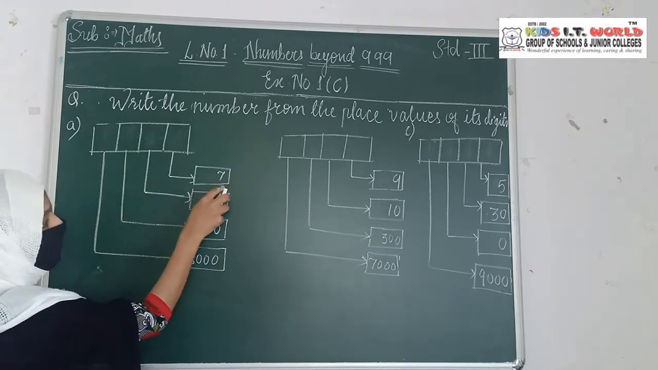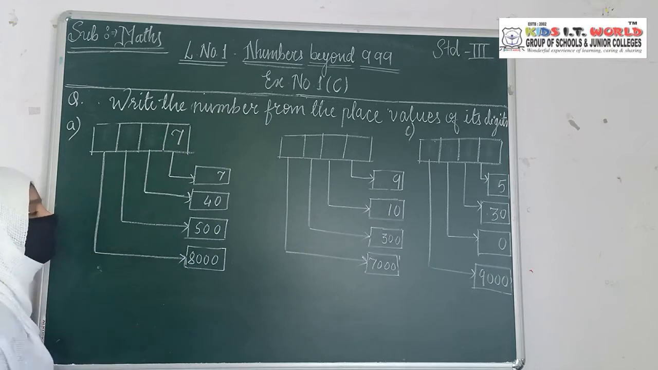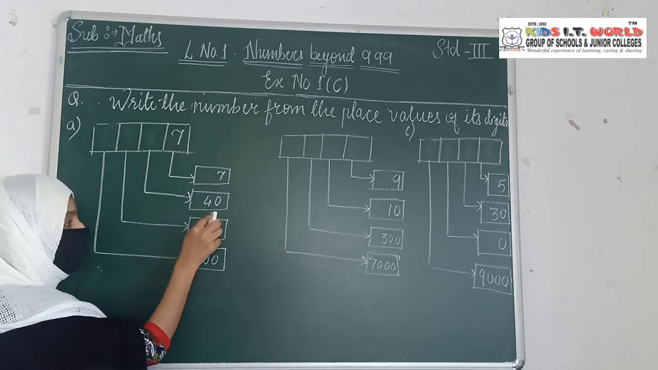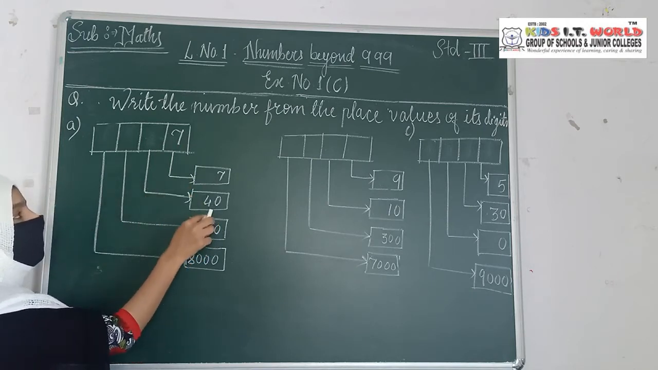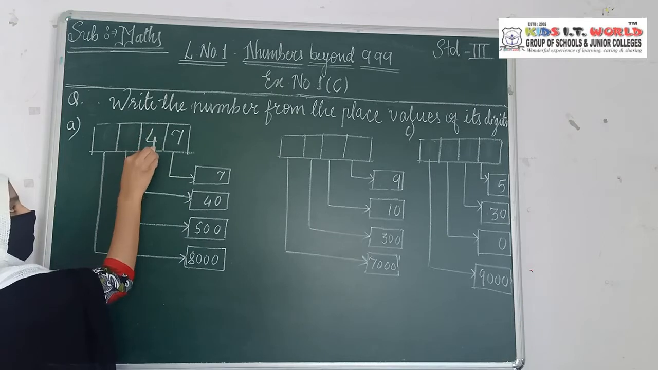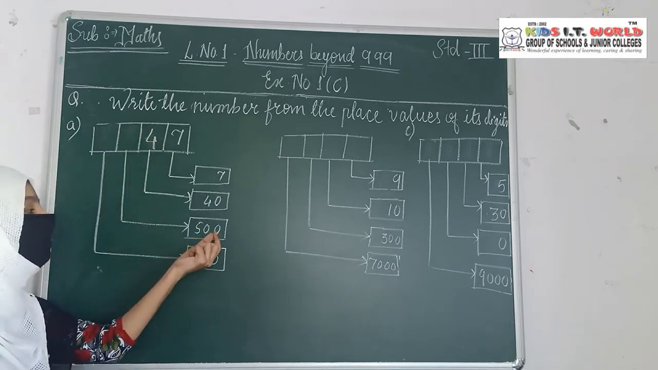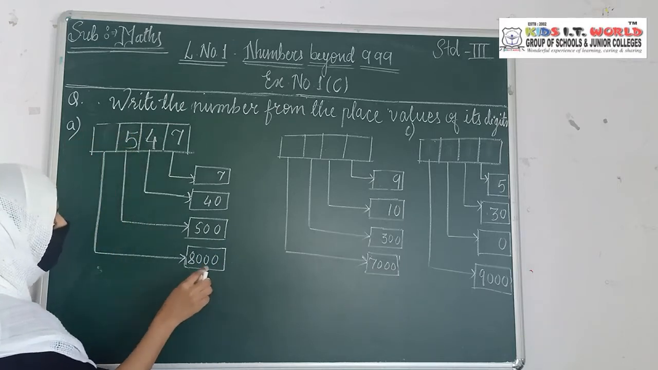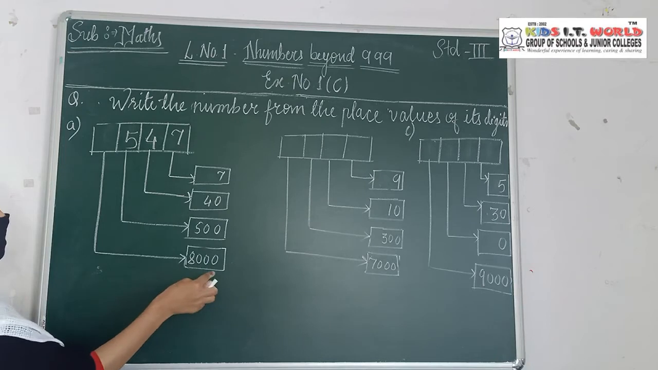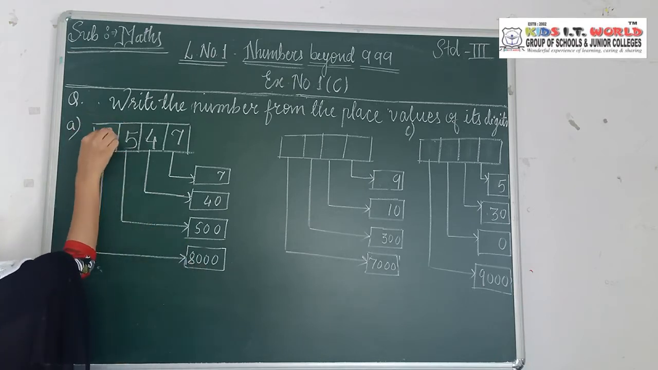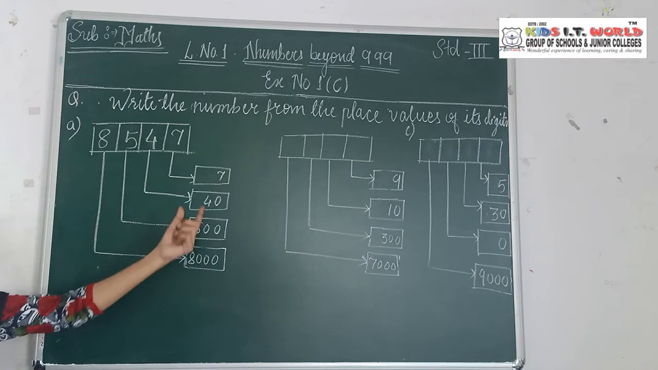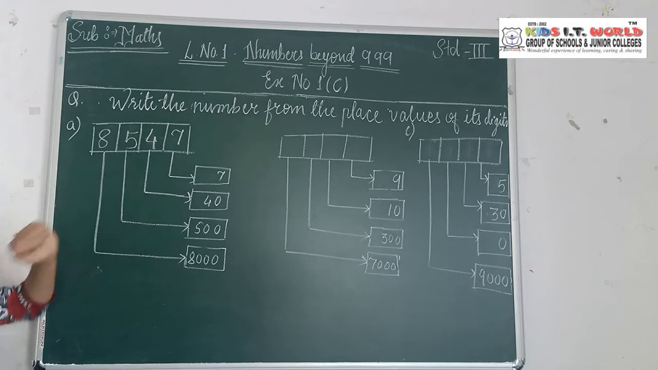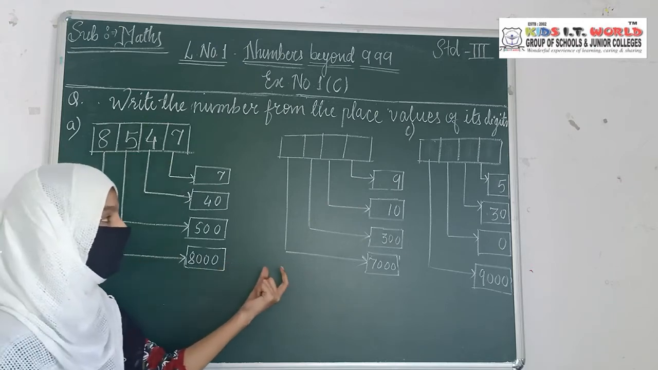Here on the ones we are having 7, so we will write 7 in the ones column. On the tens we are having 40, so the number on the tens will be 4. On the hundreds we are having 500, so from 500 we will write 5 here, and on the thousands place we are having 8000, so the number on the thousands will be 8. So the number we got from the place value of the digits is 8547. In the same way you have to do this one also.